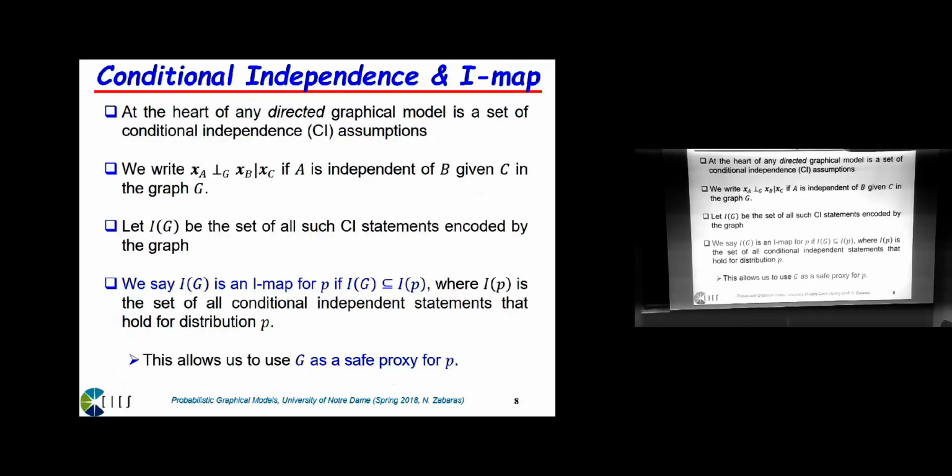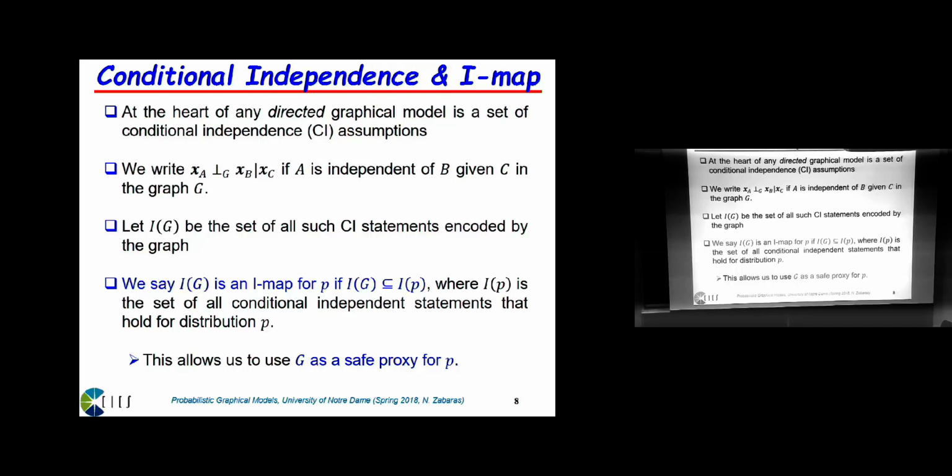And here's another important definition. Let's say we have a distribution P, okay? And let's define I of P to be the set of the conditional independence statements implied by the distribution P, right? No graphs or anything like that, just that the distribution P satisfies certain conditional independence statements. We call those I of P. Now, for a given graph G, if I of G is a subset of I of P, then we call G an I-map of the distribution P. So in some sense, this is the buzzword here, we can use the graph G as a proxy for the distribution P.